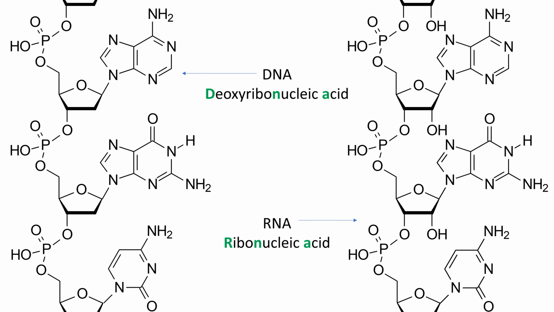When your cell reads DNA to make a protein, it doesn't actually read the DNA directly. Instead, it makes a transcript of the DNA using a different kind of molecule, RNA, or ribonucleic acid. The differences between these two nucleic acids aren't huge. RNA has an oxygen on carbon 2' that DNA doesn't have.